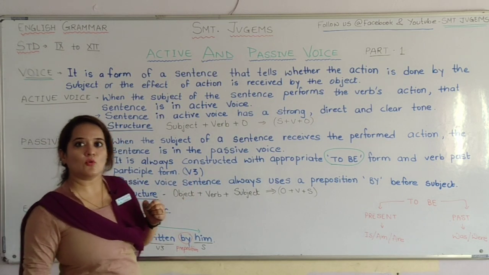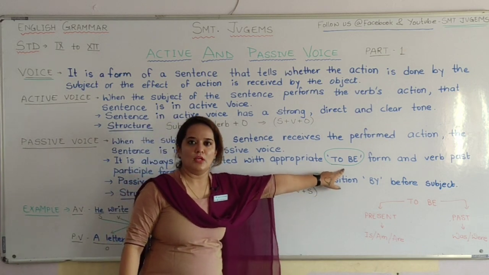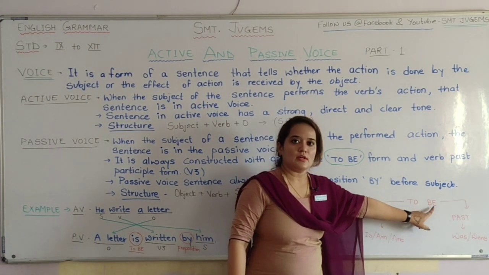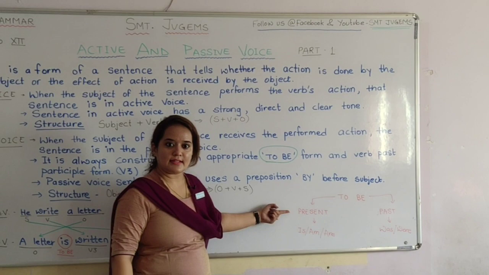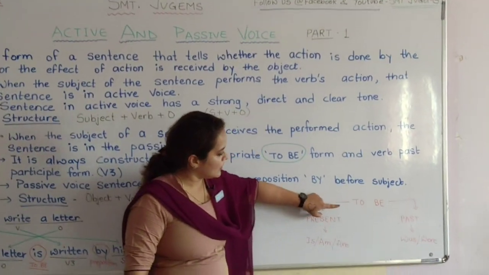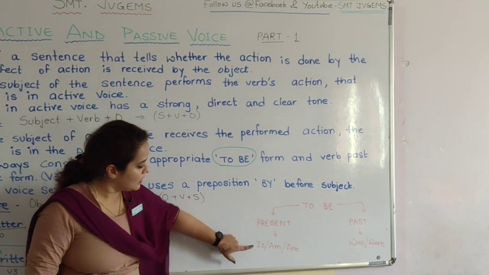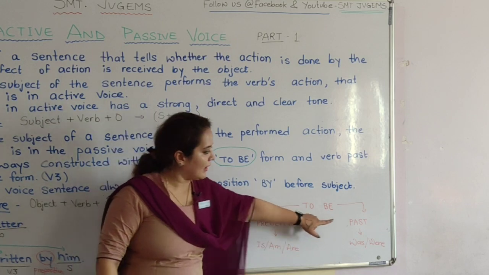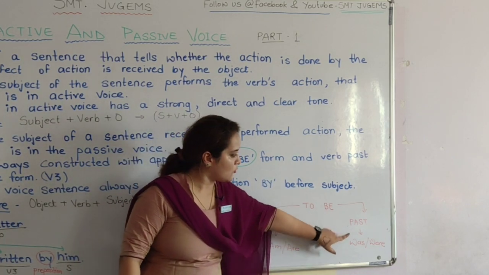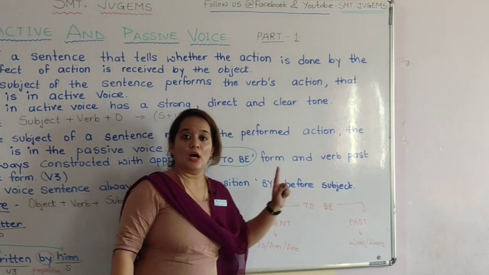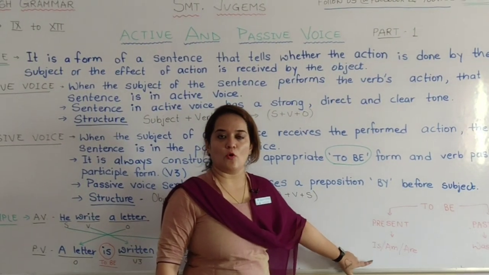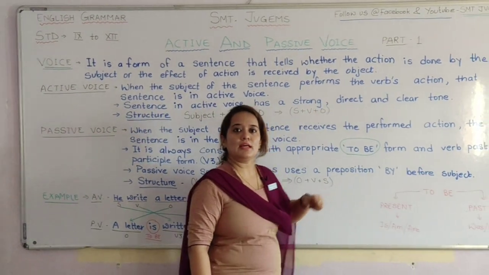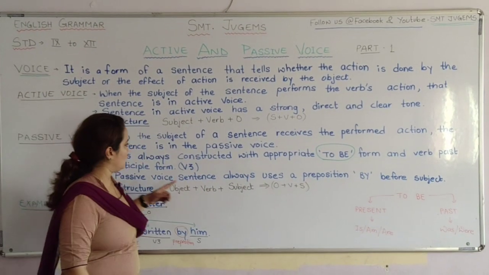Now students, if you are not clear about what this to be form is, I have already mentioned it here. To be form is considered in terms of present tense and past tense. If we want to write to be in present form, we will use is, am and are according to the subject, and if we want to write to be form in past form, we will use was and were. Understood students? This is to be form. So we have to use is, am, are or was, were while converting an active sentence into a passive.